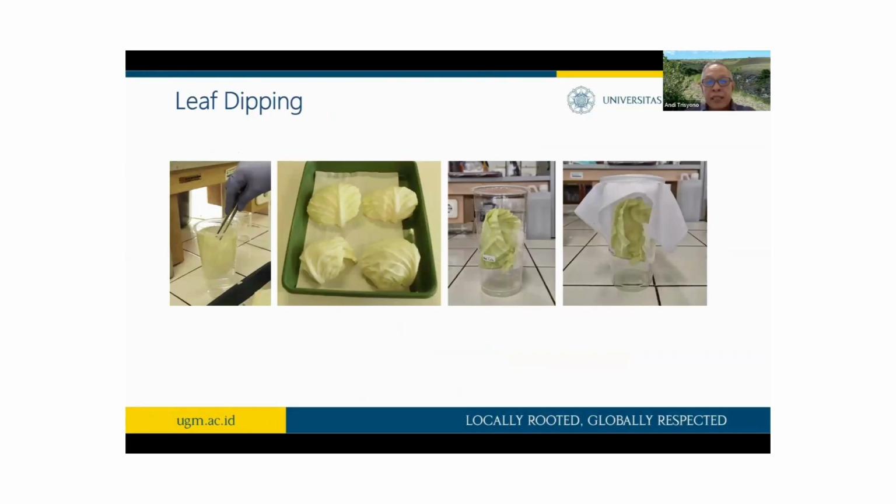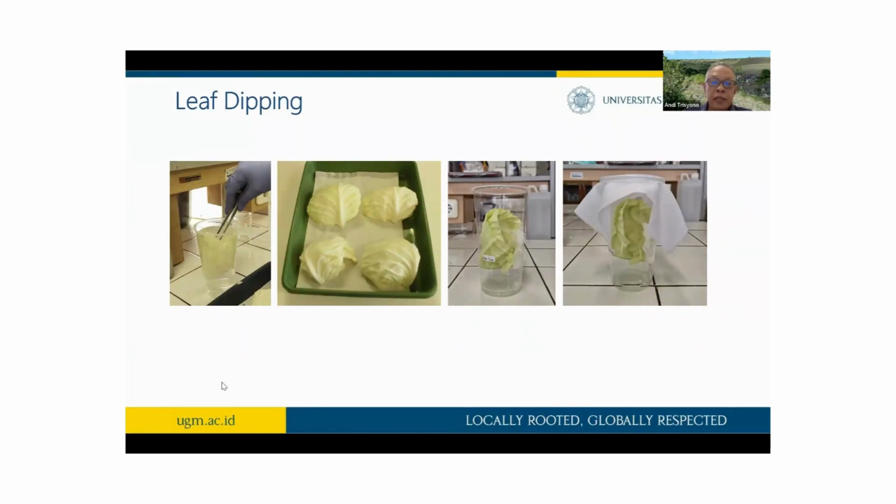Okay, the next one is dipping. Dipping can also serve different purposes. If you are working with, for example, diamondback moth, Plutella xylostella, this is the bioassay that we usually use. So we dip the cabbage leaf. Depending on the number of larvae and the space that you have, you can measure the size of the leaf that you are going to dip.